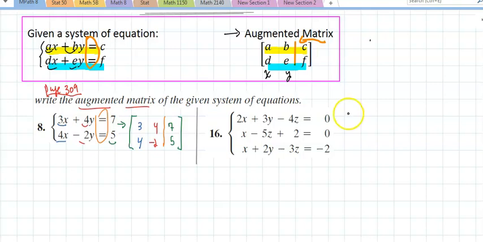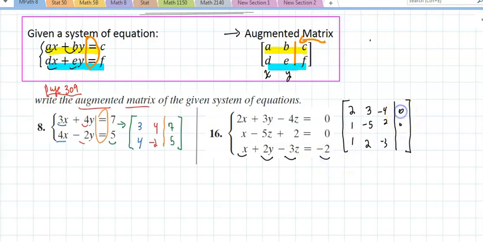That's the augmented matrix. And here we want a 3 by 3, so we leave a bit more space. The x's, a 2, a 1, and a 1. The y's, a 3, a negative 5, and a 2. And the z, a negative 4, a 2, and a negative 3. And the constants, 0, 0, and negative 2. Oh, oops, I messed up. Look at that. Tricky, tricky. This right here is a constant. I should move that to the right. So there's no z there, and that's a negative 2. Good thing I caught that. Interesting. Okay.